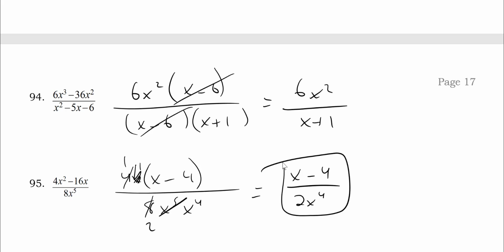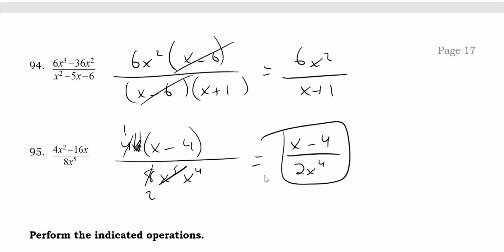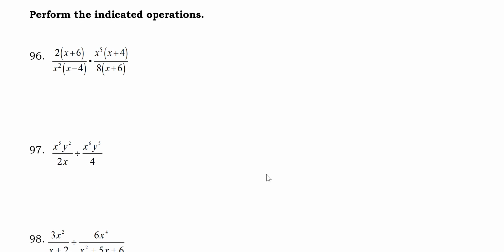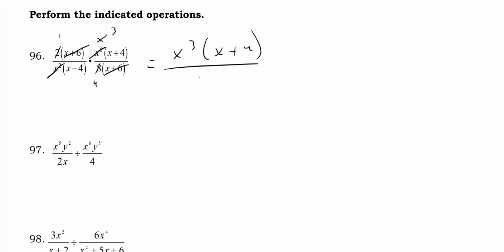Okay, not bad. Okay, perform the indicated operations. So this is kind of nice. The x plus 6's cancel. Nothing cancels with the x minus 4. There is an x plus 4, and this is an x squared, so that's gone, and this is an x cubed. And then it's 2 over 8, which is 1/4. So your answer is x cubed times x plus 4 over 4x minus 4.